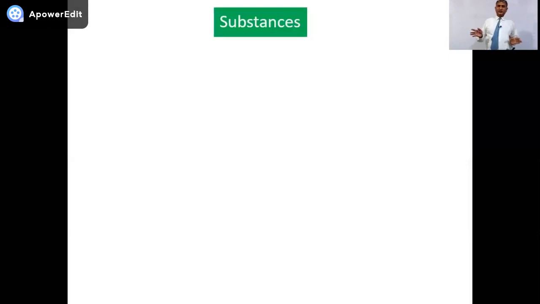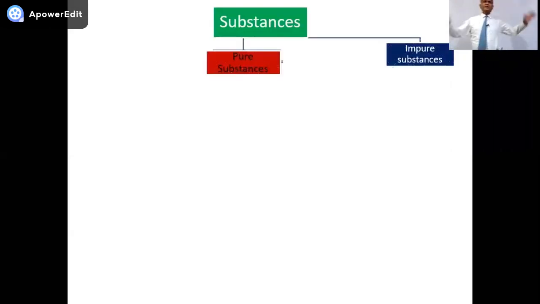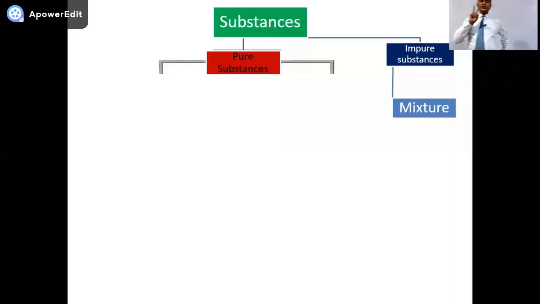So atoms, fundamental particles of atom, and we went through the atomic number. Now the next is substances. All the substances can be divided into two categories, either pure or impure. If it is impure, we call it mixture. If it is pure, then there are two possibilities. What are those two possibilities? Either it contains only one kind of atoms, or different kinds of atoms.